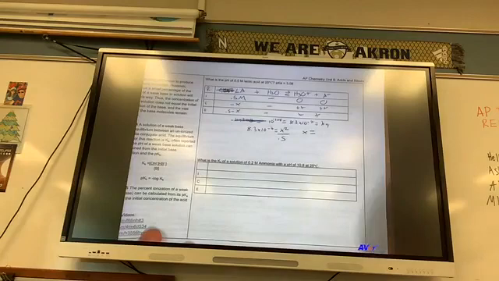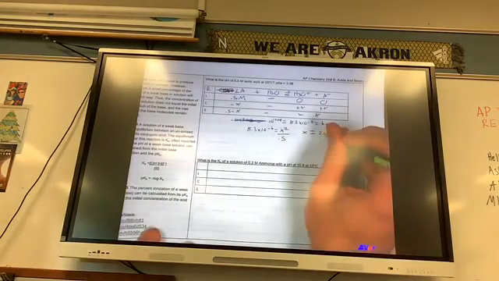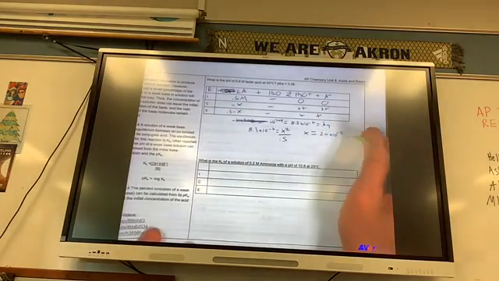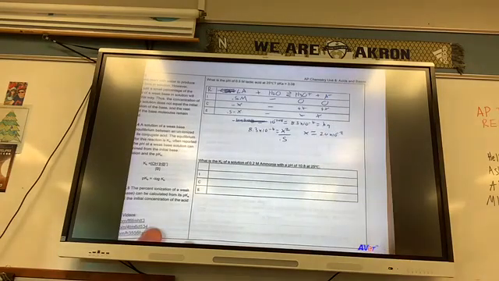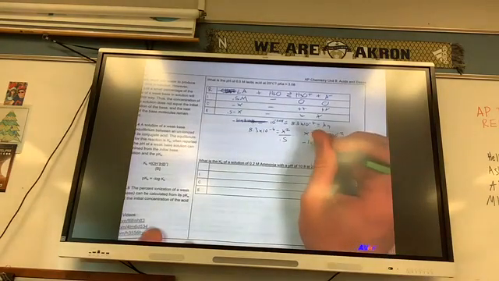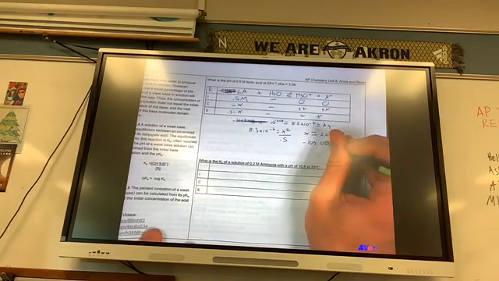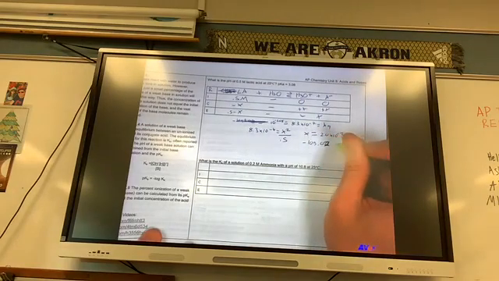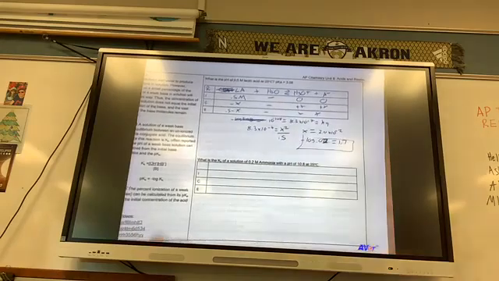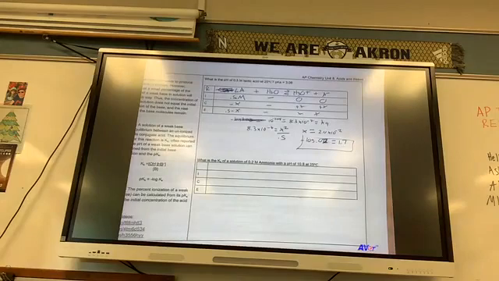What'd you guys get for your x? 2.0 times 10 to the negative second. Same thing. But that's not the pH. Negative log of 0.02 equals 1.7. Okay.